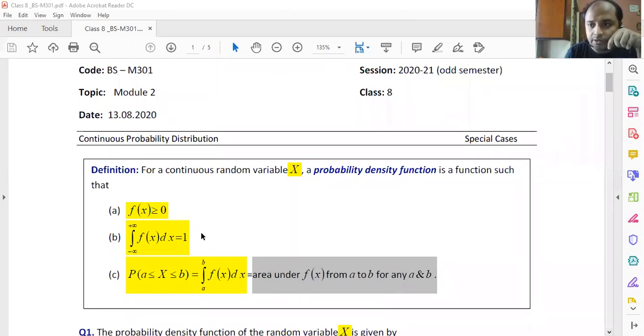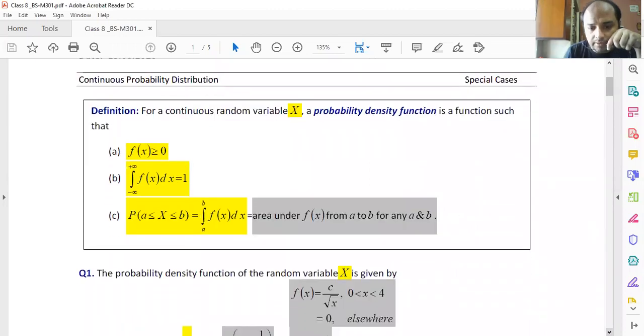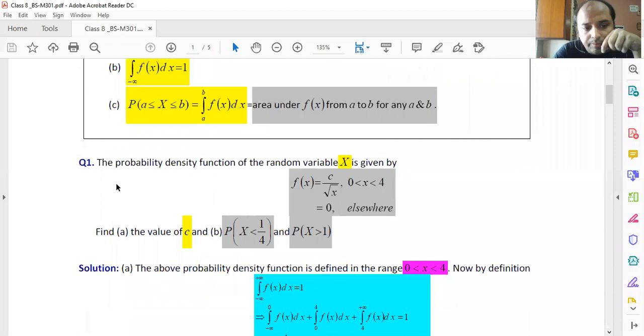The first two properties are already known to you because you encountered them in our previous note on the discrete case. Now here is a problem for you. The problem says that the probability density function of the random variable capital X is given by f(x) equal to c by root x when x lies between 0 and 4, and it's 0 elsewhere. What do we mean by elsewhere? Literally, it means that x is either less than 0 or x is greater than 4.